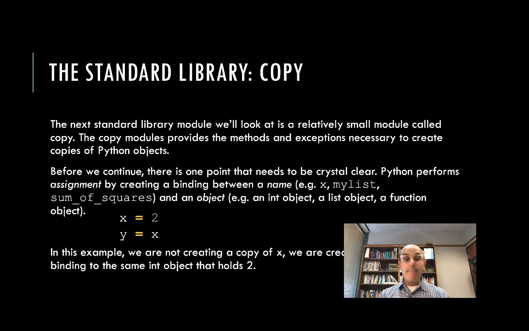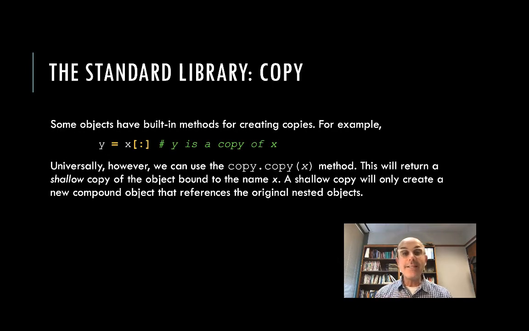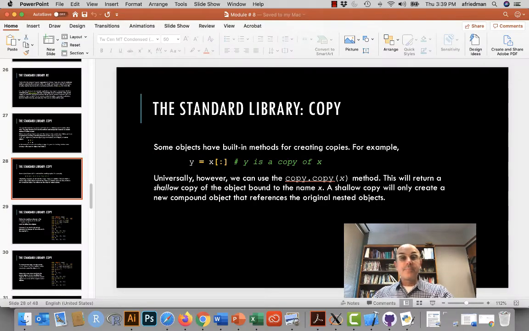So in this example, we are creating a copy of x. We are creating another name binding to the same object that holds 2. So in this case, y = x, and it will copy x. Usually, however, we use the copy method, which will return a copy of the object beyond the name x, allowing us to create a new compound of the list.